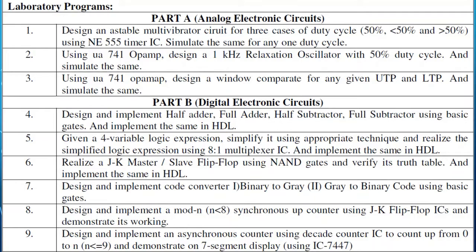Similarly, coming to part B, we have 6 experiments. Out of the 6 experiments, almost all need to be simulated. The first experiment is all about adder and subtractor. You need to rig up a circuit for the half adder, full adder, half subtractor, and full subtractor, and verify the truth table. The same thing has to be implemented using HDL.